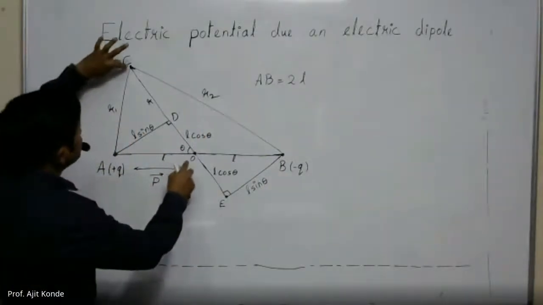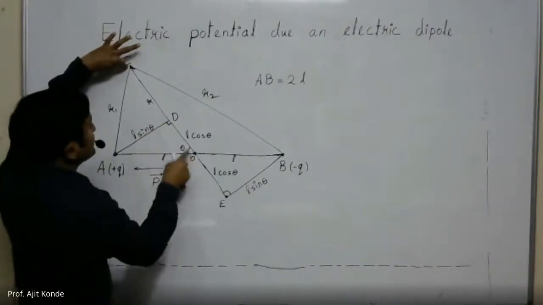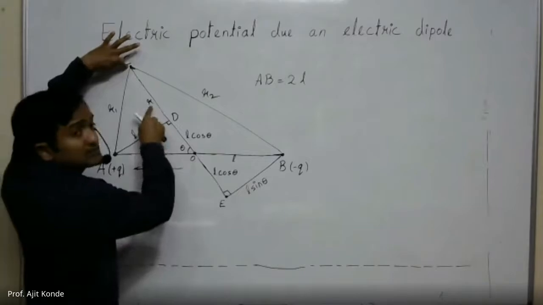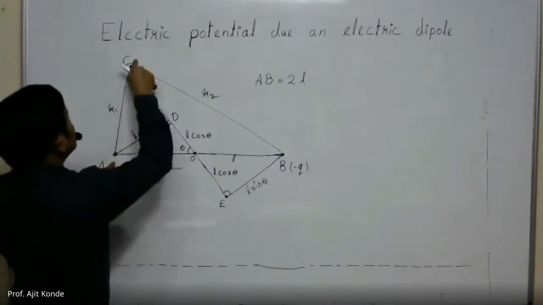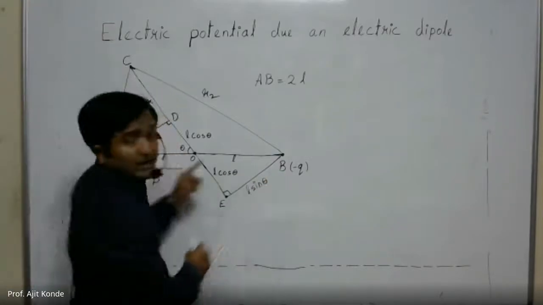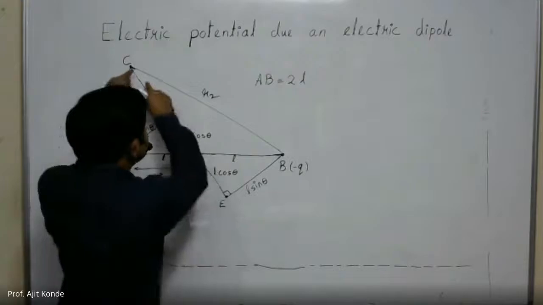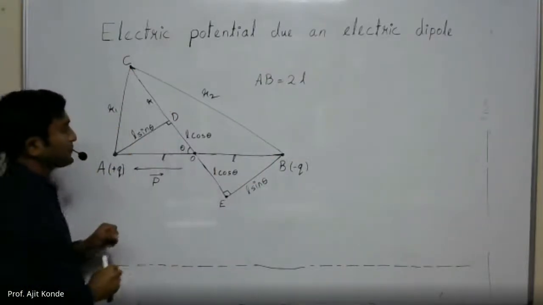The distance between C and O is represented by small r. Distance from A to C is R1. Distance from C to B is R2. This one is R1, this one is R2, and this is r.